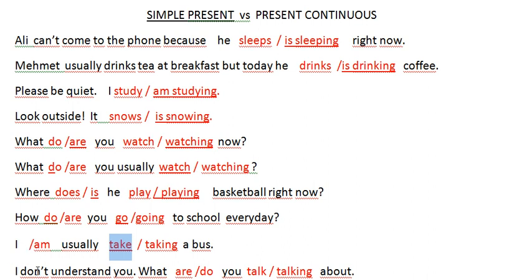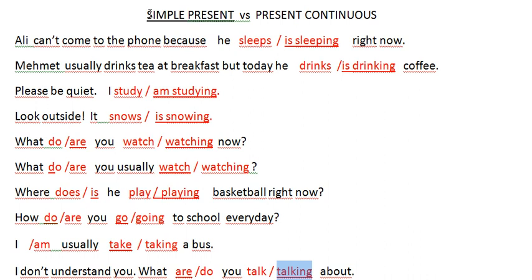And the last example is I don't understand you. So here I'm talking to somebody, and I'm saying I don't understand you. What are you talking about? Right? So, what are you talking about? Because in the sentence I'm talking to somebody and I say I don't understand you. What are you talking about?